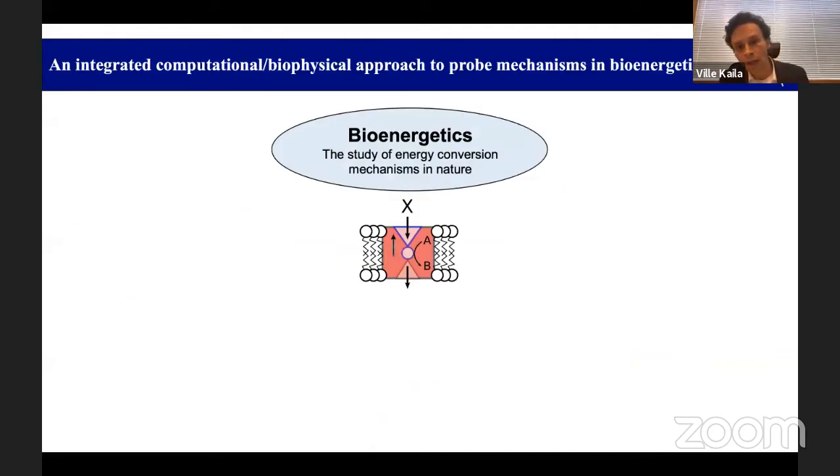So bioenergetics, which we're interested in my lab, basically asks the question: from a given chemical reaction or light-driven reaction, very often in a membrane protein, how do you use this free energy?